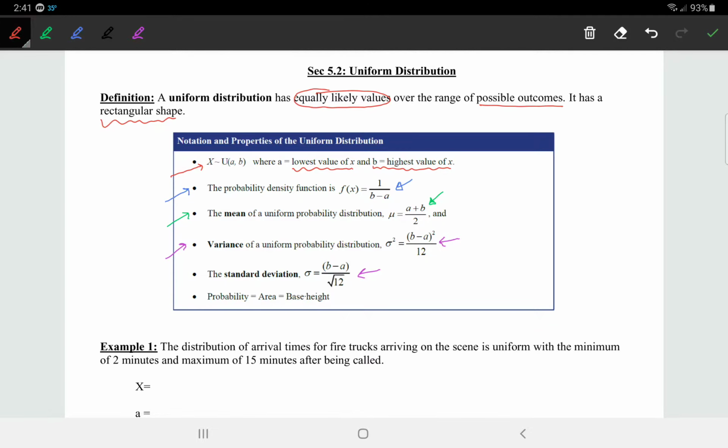But because it is a rectangular distribution, when we're calculating the probabilities for the uniform distribution, we're just going to use the area because we have a simple rectangle. Remember, the area of a rectangle is base times height.